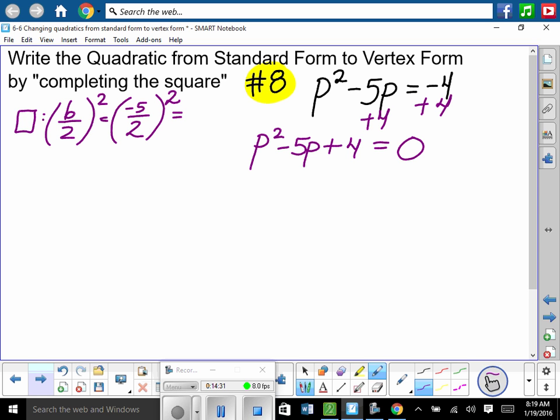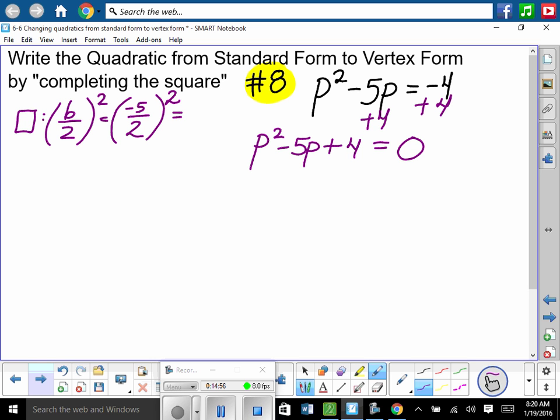Does negative 5 divide by 2? No. So we'll leave it as a fraction. All right, now type it into your calculator if you need to. What's negative 5 squared? Or a trick is you can square the top, square the bottom. But you can just type it in: negative 5 in parentheses divided by 2 squared. You get a decimal, change it back to a fraction. What do you get?